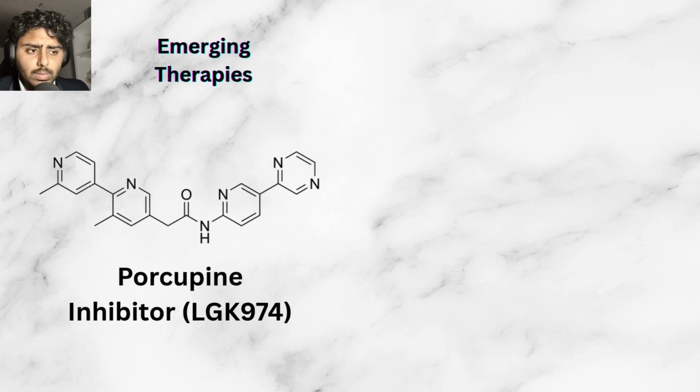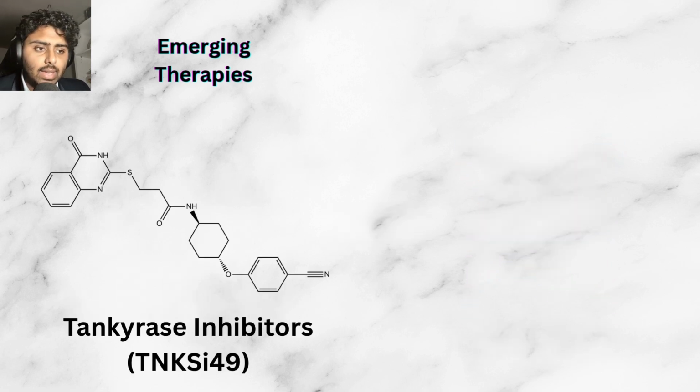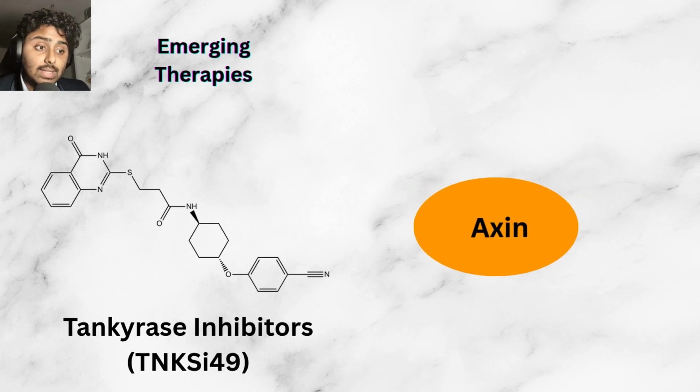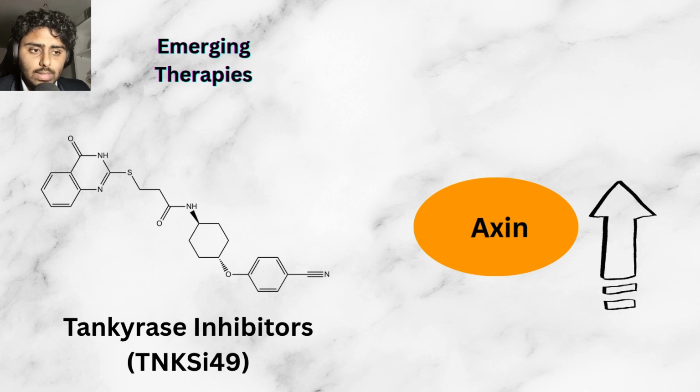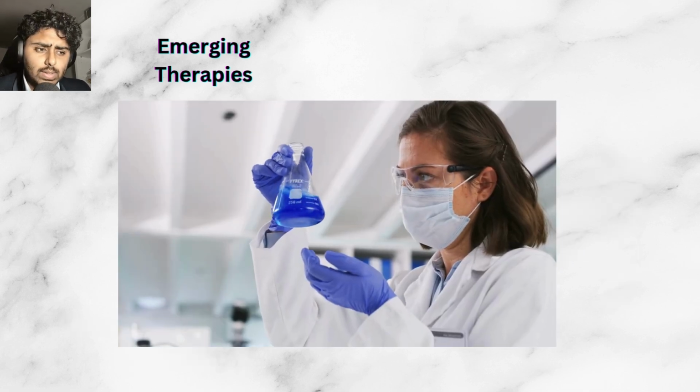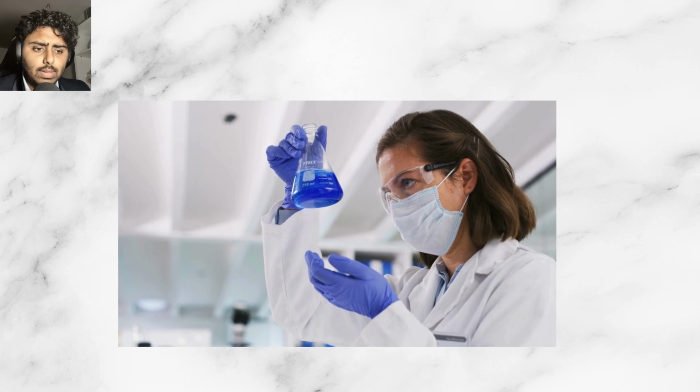New approaches aim to target the Wnt beta-catenin pathway downstream of APC loss. Porcupine inhibitors block the secretion of Wnt ligands, and tankyrase inhibitors stabilize axin, enhancing beta-catenin degradation even without APC. These are still in clinical trials, but they represent promising targeted therapies.